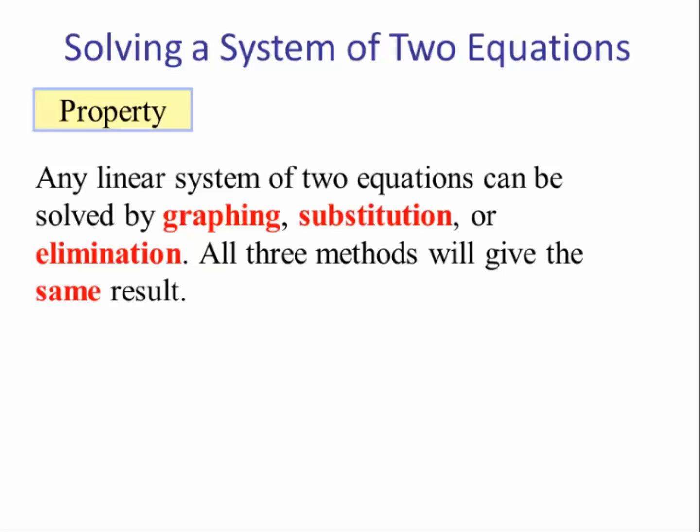Solving a system of two equations. Property: any linear system of two equations can be solved by graphing, substitution, or elimination. All three methods will give the same result. So let's summarize.